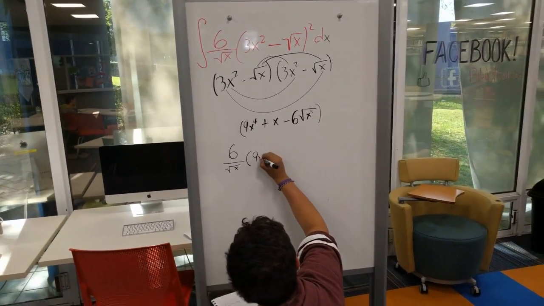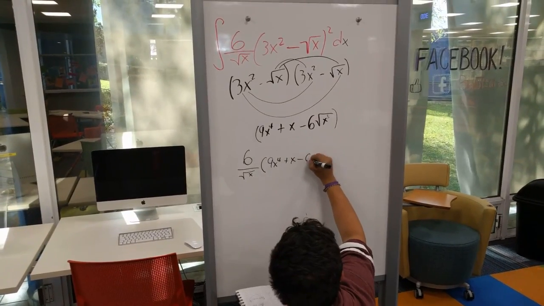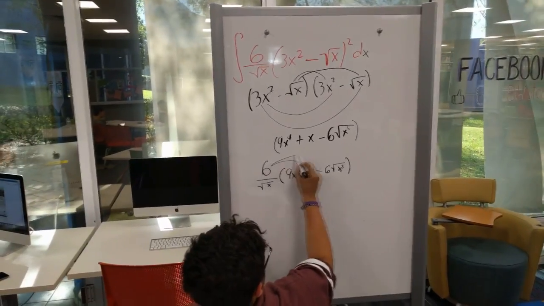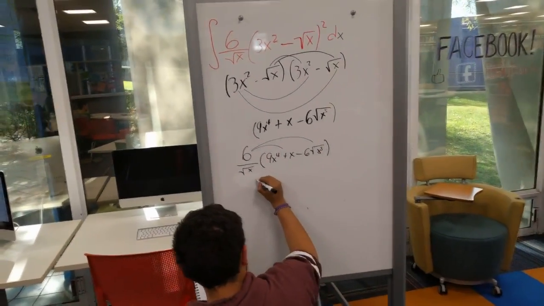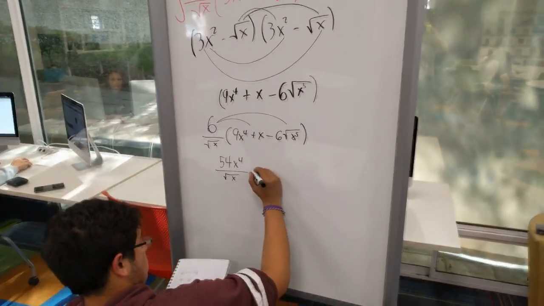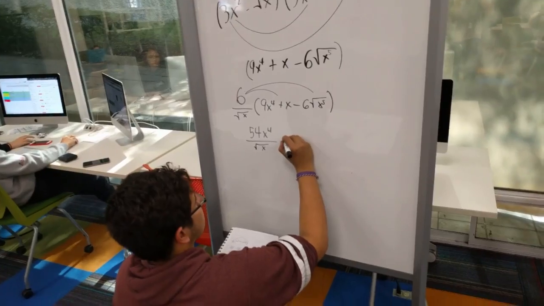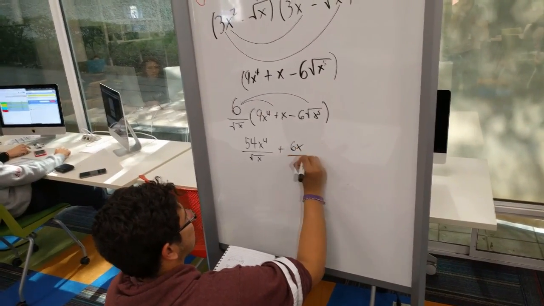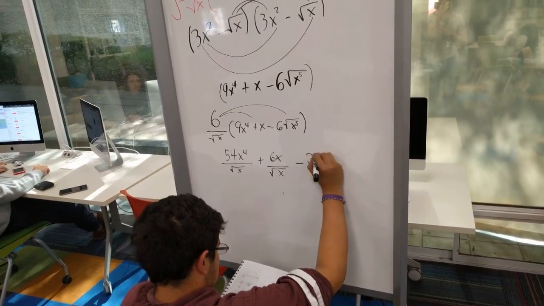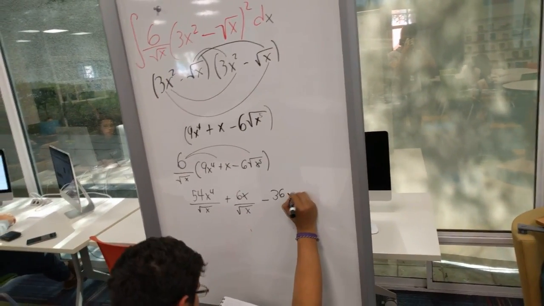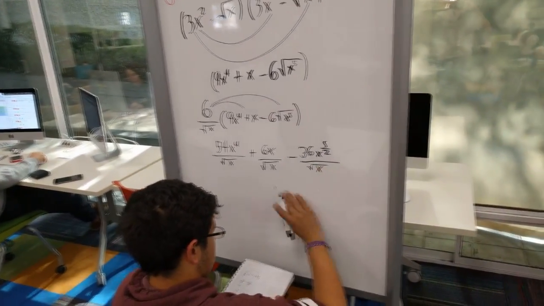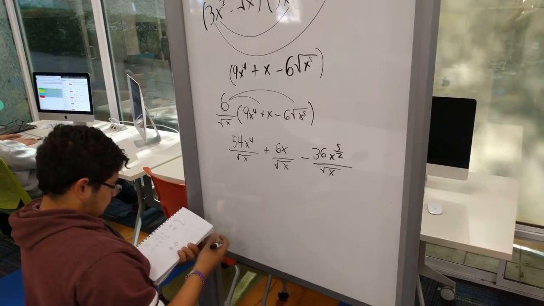Step 3. Distributive property. You must use the distributive property. You will multiply 6 over the square root of x times 9x to the 4th power plus x minus 6 times the square root of x to the 5th power. The answer will give you 54x to the 4th power over the square root of x plus 6x over the square root of x minus 36x to the 5th over the square root of x.